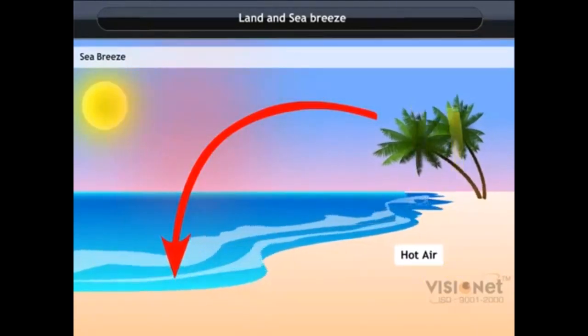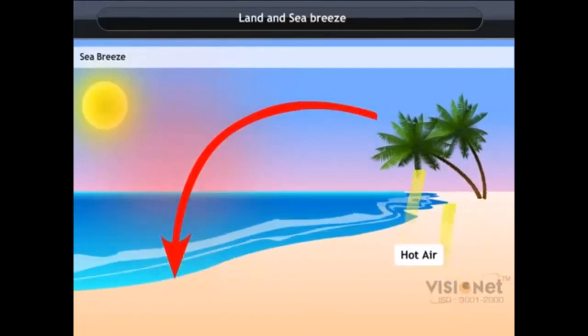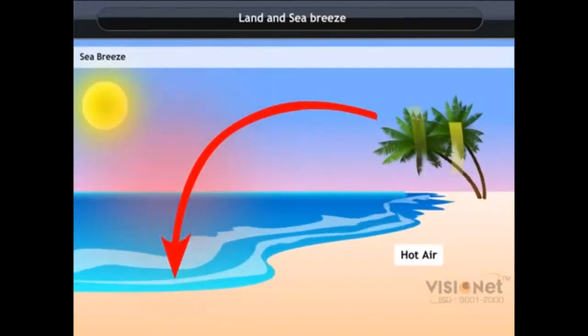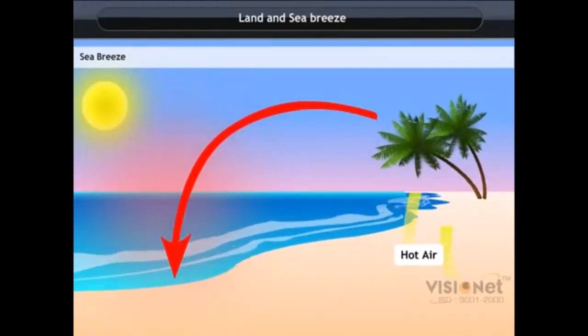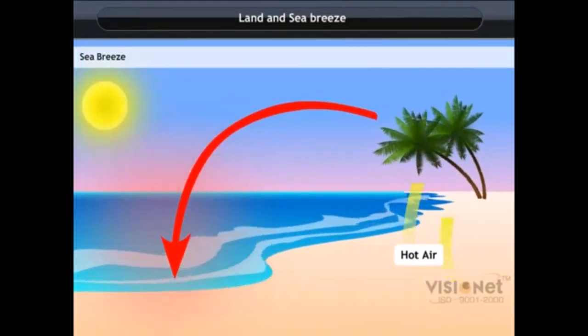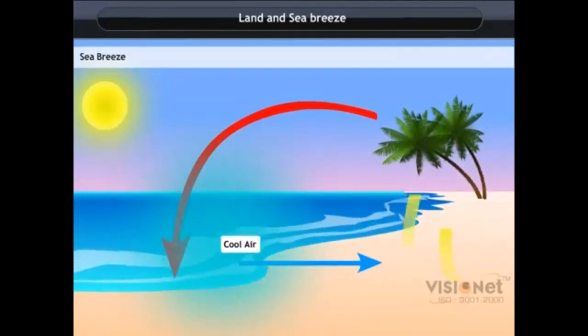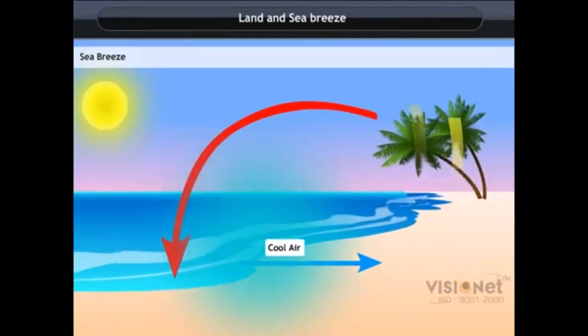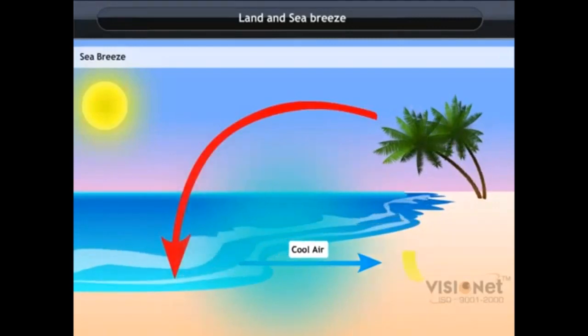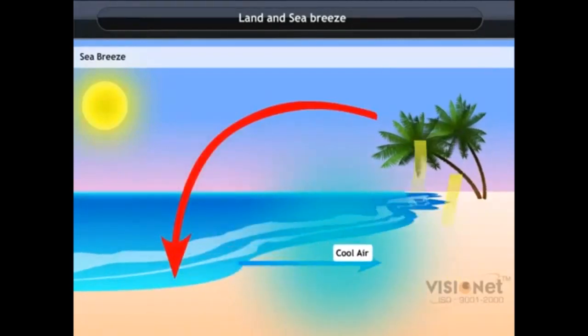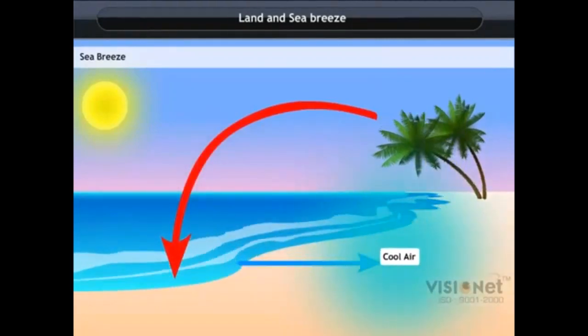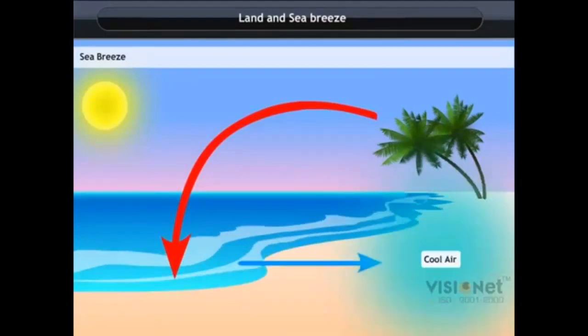So during the daytime, land gets heated faster as compared to water. The air over the land also gets heated and hence rises up. To take its place, the cooler air from the sea moves towards the land. This is called sea breeze. Then warm air from the land moves towards the sea to complete the cycle.